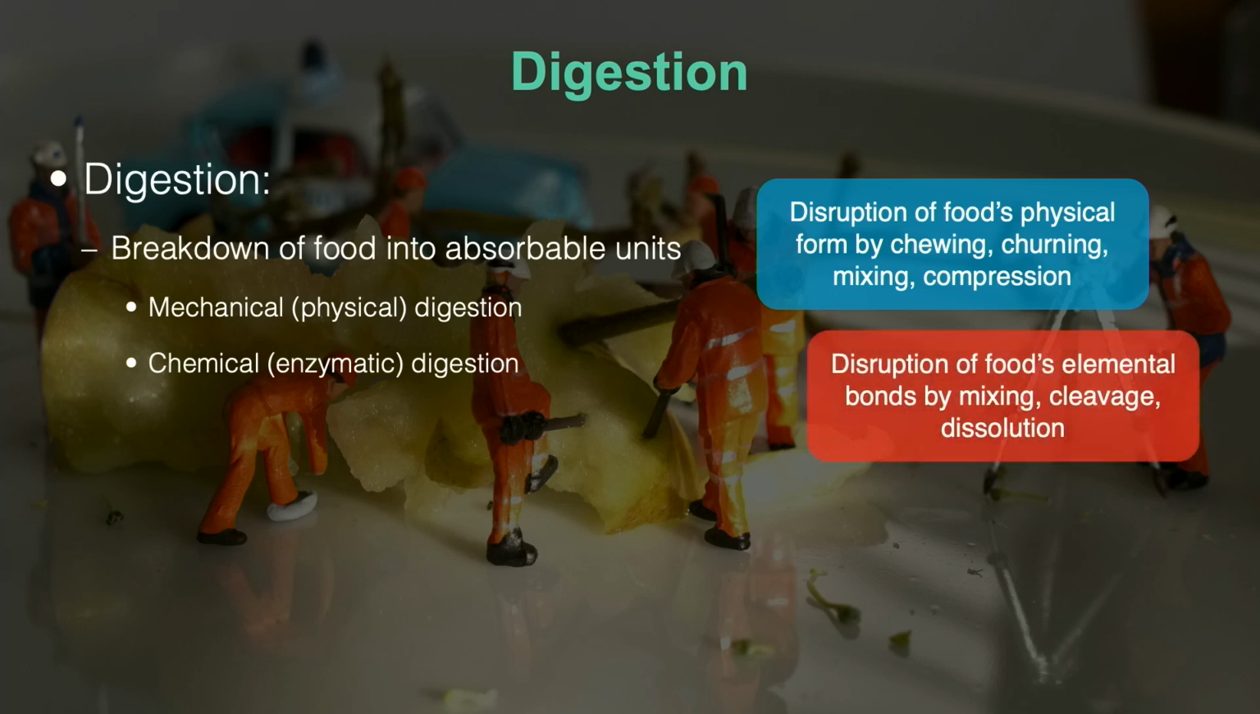Chemical digestion describes the breakdown of the molecular bonds in food, which you could argue is still a physical structure. It's at the microscopic level. You can't see chemical digestion occur.